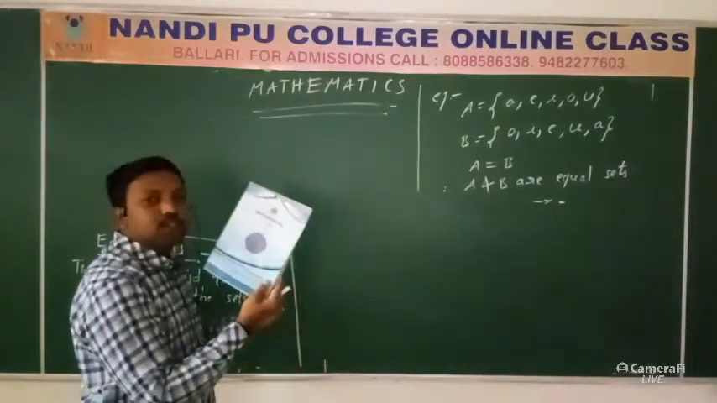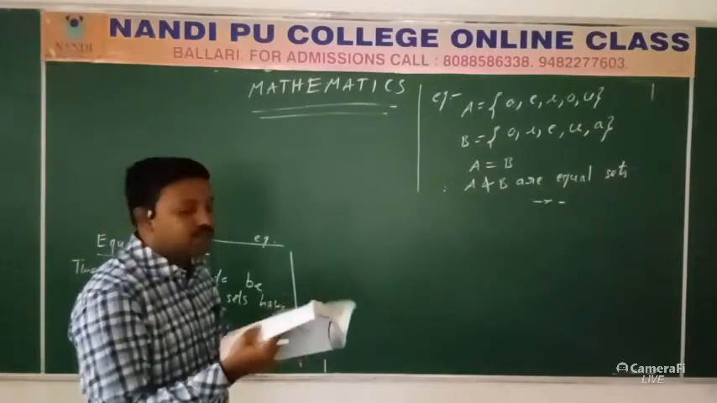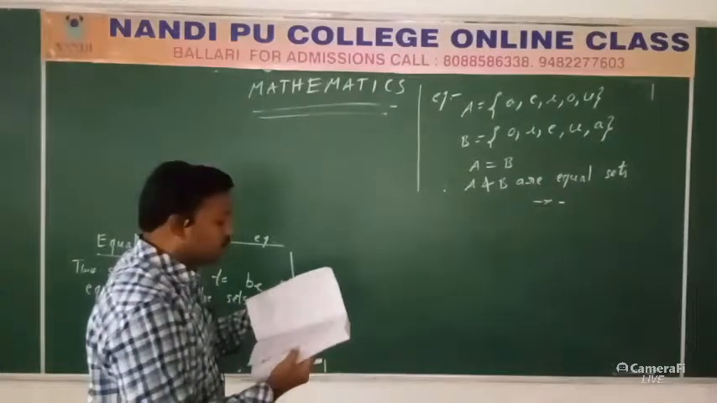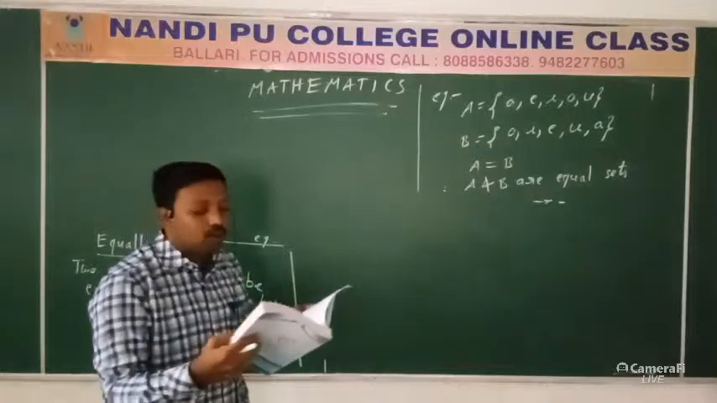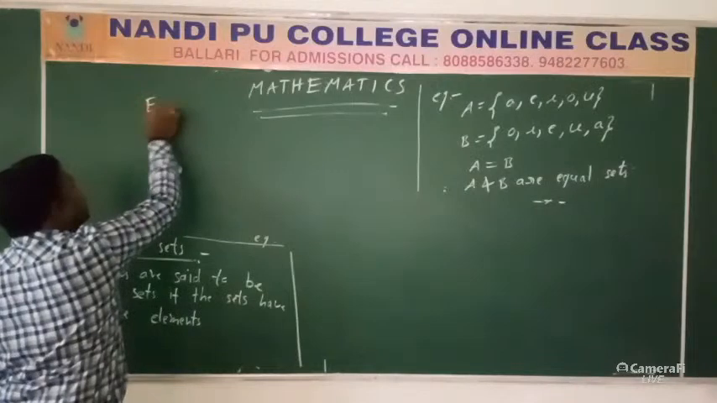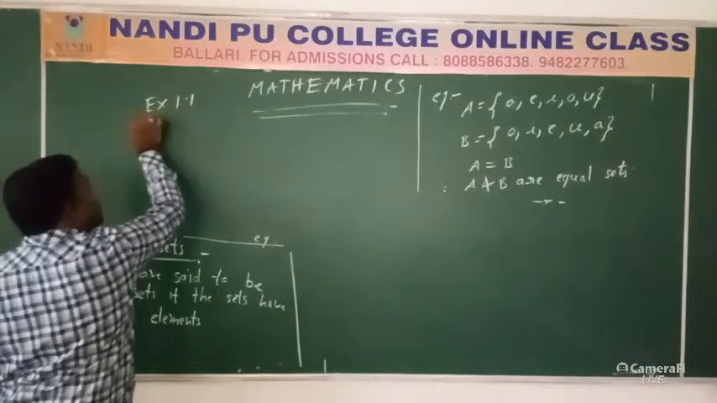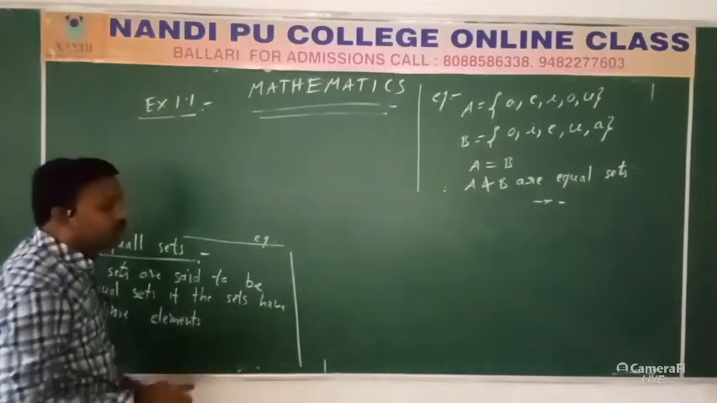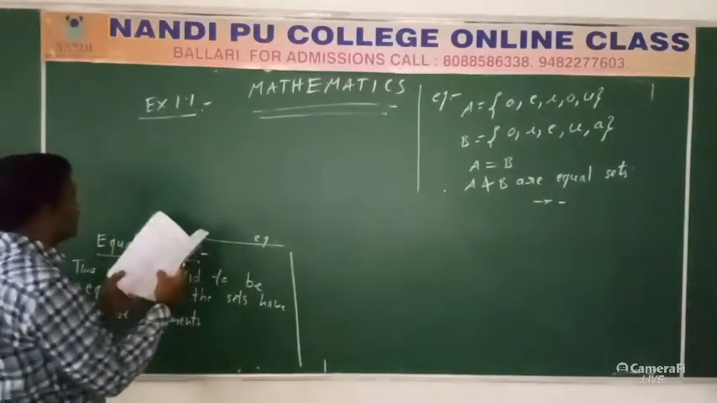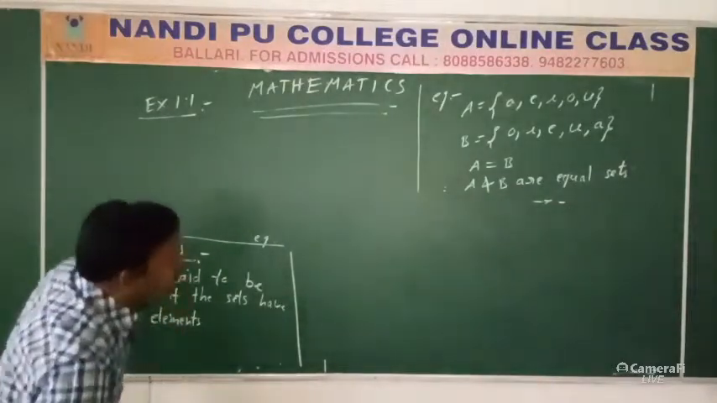This is your textbook, first PUC. If it is available in the market, you can purchase it, or you can carry the previous book with you. It doesn't matter. So we do page number 4, exercise 1.1, the very first question. Which of the following are sets? Justify your answer.